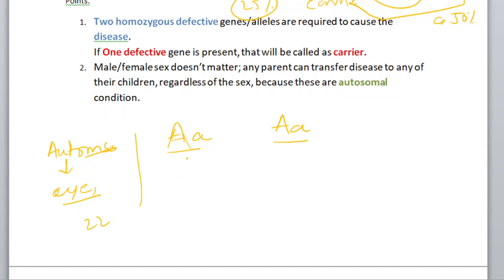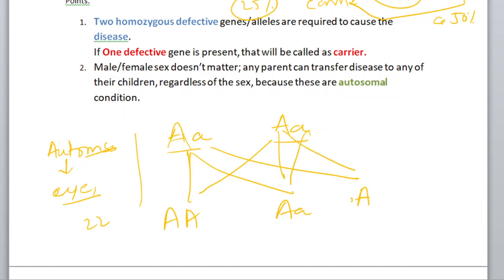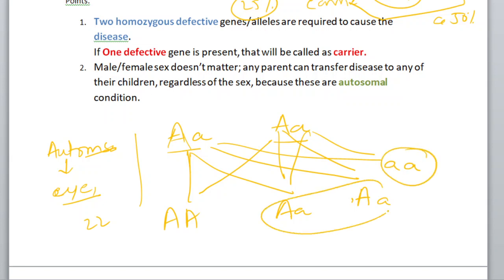Again, if I tell you AA, Aa, aA, aa: one is normal, two will form the carriers, 50%, and 25% is defective. So 25, 50, and 25 will be the percentages. Okay, that's it for now.